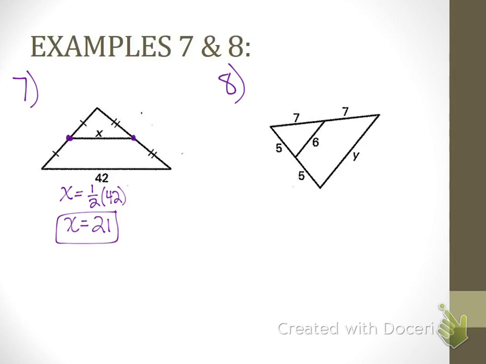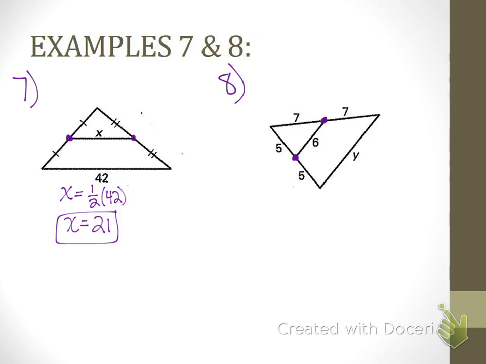All right, on number 8, again, these are midpoints. This time they didn't give us tick marks, but they labeled those pieces the same, 7 and 7, so that's a midpoint. 5 and 5, that's also a midpoint.